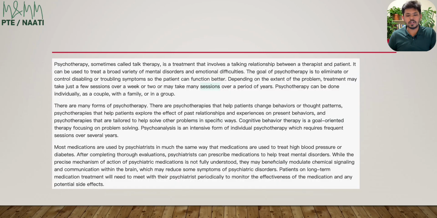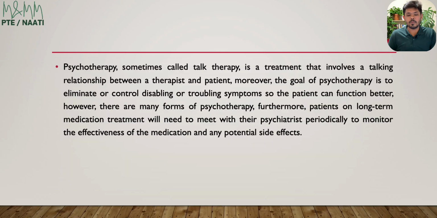If we again go back to the question, we would see that it is the second line from the passage, the first paragraph, but the second line towards the end. The goal of psychotherapy is to eliminate or control disabling or troubling symptoms so the patient can function better. Now, because I want to write something else, I have to combine another sentence. I will use another connector, furthermore. So I've used furthermore, I've put comma before and after furthermore, and I have used however after that. So I've put comma again after and before however. And then the next sentence I have written is, however, there are many forms of psychotherapy.